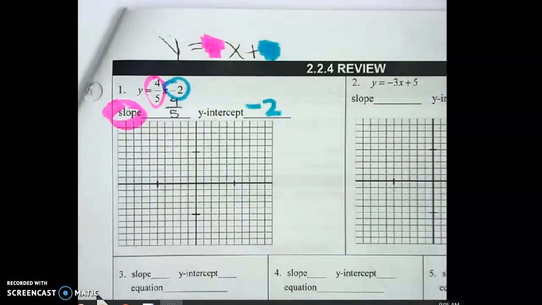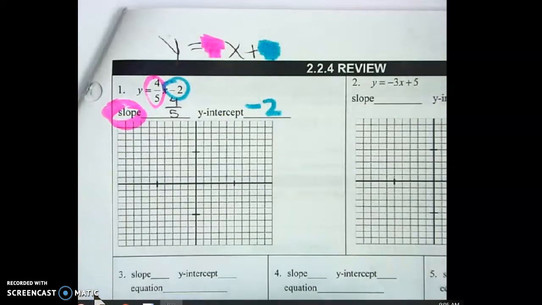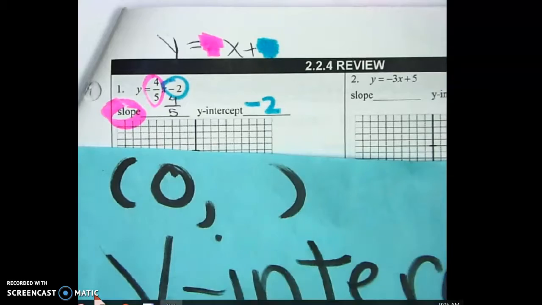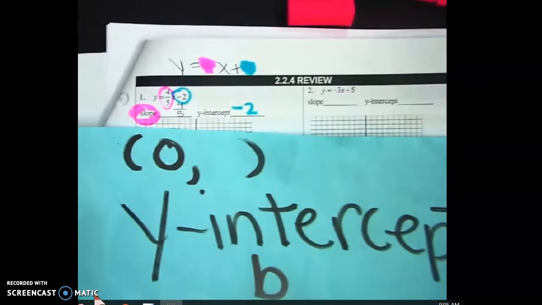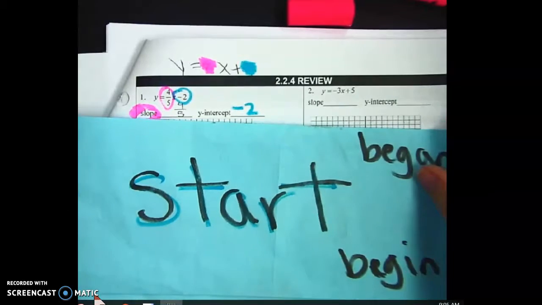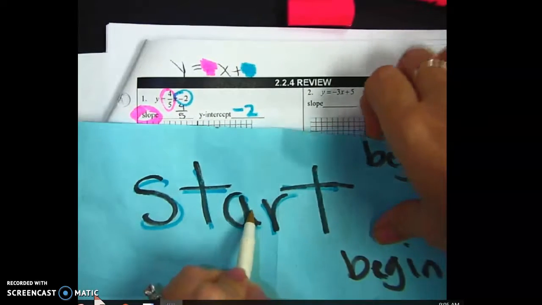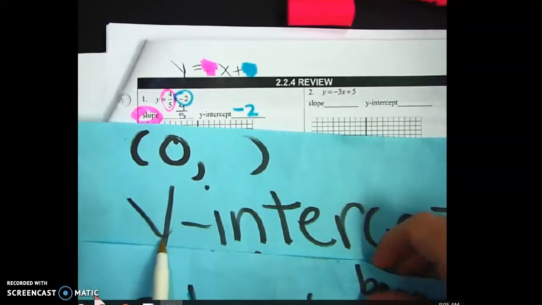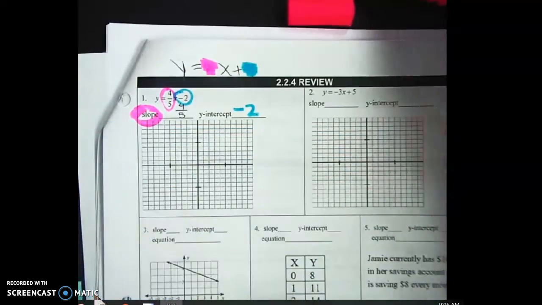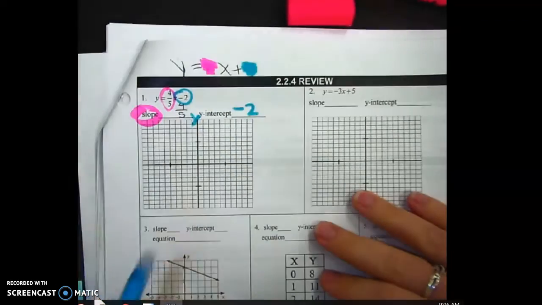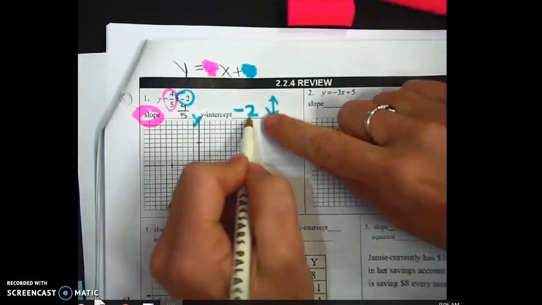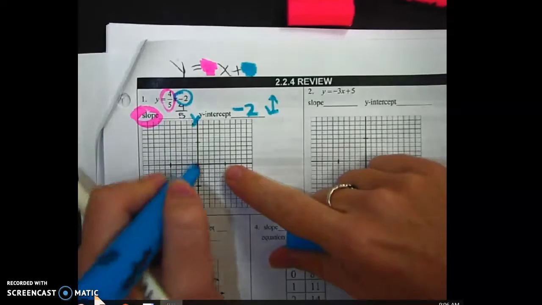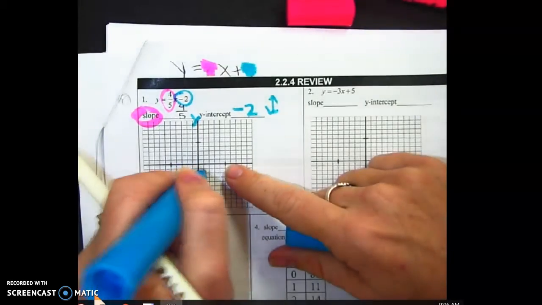Remember, y-intercept, hold on, let me pause. So y-intercept, let me show you here, zoom it out a little bit. So y-intercept is always your start. So I start with the y-intercept by going along the y. Well, if you look, the y-axis is here, which means you're either going to go up or down. So since this is negative, I'm going to go down 2, and I put a dot.